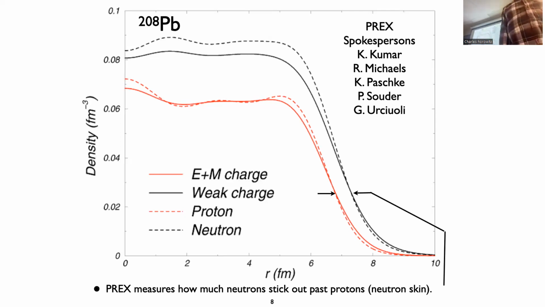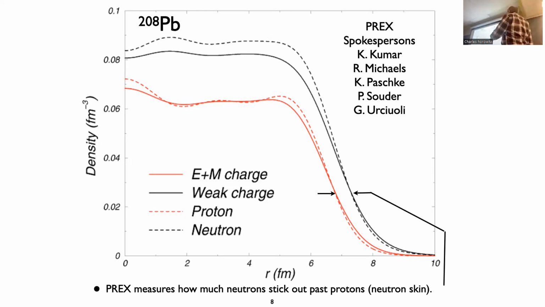So R sub CH was the root mean square radius of the solid red. That's right. R sub W is the root mean square radius of the solid black? Yes. So the solid curves are the observables. The dashed curves are the point nucleon. And the arrows are pointing to something. What? Oh, the arrows are tricking your eye.